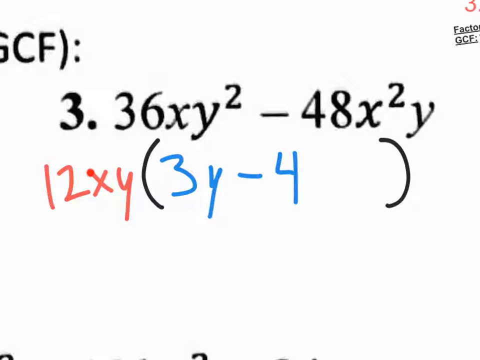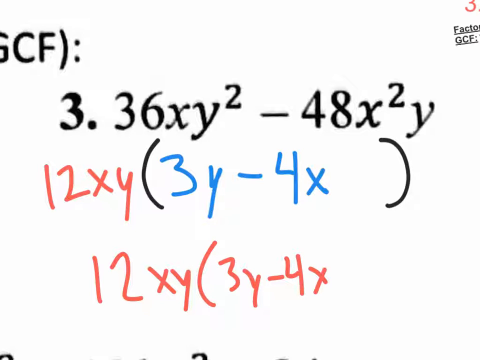And then again, the letters x times what gets us x squared? X times x gets us x squared. And then y times what gets us y? You don't have to put anything because, I mean, you could technically put a 1, but that would be pointless. Since there's already a y here, you don't have to worry about putting a y here. Even if you did put a y, that would be wrong because y times y is y squared, and you just want the y. You already have one y. Anyways, that's the final factored form right there: 12xy, parenthesis 3y minus 4x. Done.